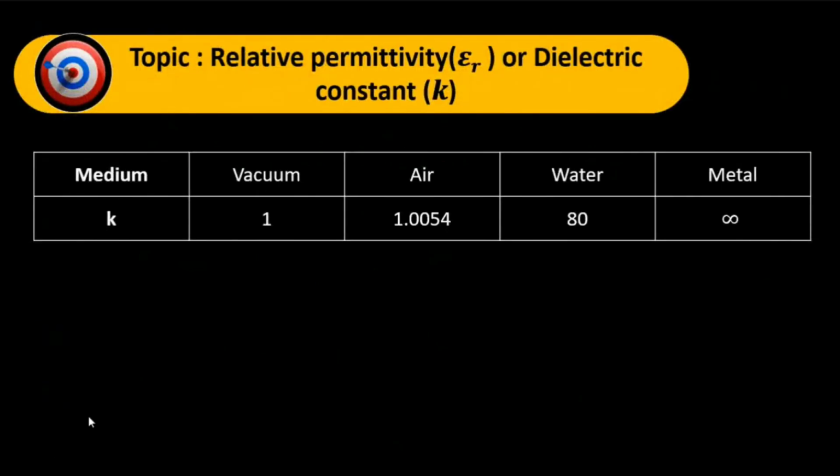Now, these are the things that you need to understand. Dielectric constant is also known as relative permittivity, which I already told is represented by K. For vacuum, this K has value 1. For air, its value is almost about 1.0054. For water, it is 80, and for metals, it is infinite. So dielectric constant has infinite value for metals. This can be asked, so just try to remember these four things because these are very basic things that we can easily remember.